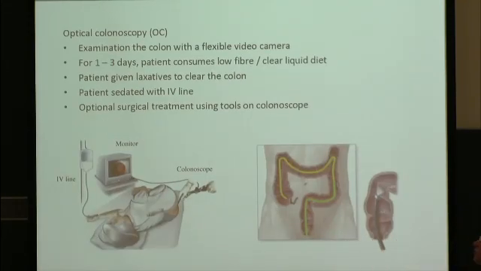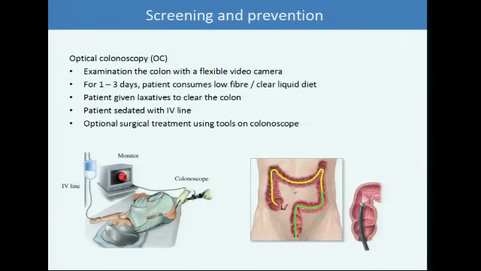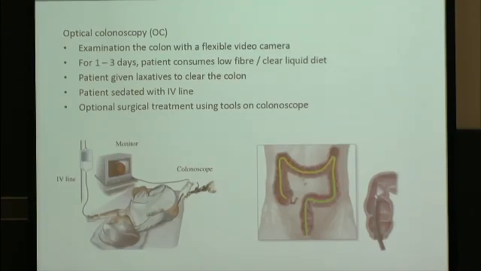The standard approach to screening the colon and preventing the disease is optical colonoscopy. This is an examination of the colon with a flexible video camera. Prior to the exam, for 1 to 3 days, patients are given a low-fiber, clear liquid diet. The patient is also given laxatives to clear the colon. During the procedure, the patient is sedated with an IV line, and the colonoscope is inserted into the rectum and travels through the colon, where the endoscopist looks for any anomalies, such as polyps. During optical colonoscopy, there is an option for surgical treatment using the tools on the colonoscope.